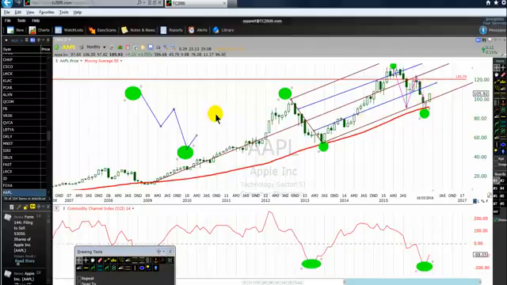Next thing we want to check, second verification, we want the CCI period 14 to form a double bottom chart pattern. Here it is. The CCI period 14, or CCI, stands for Commodity Channel Index indicator.